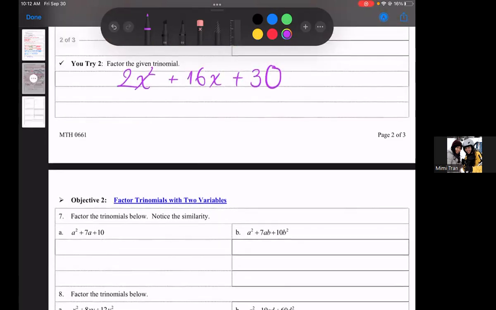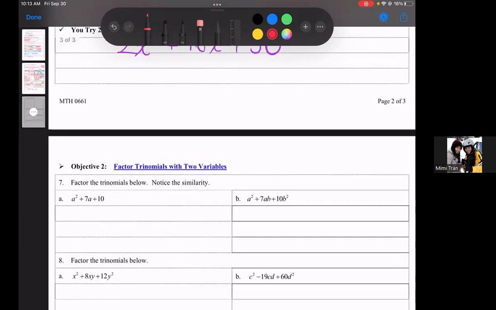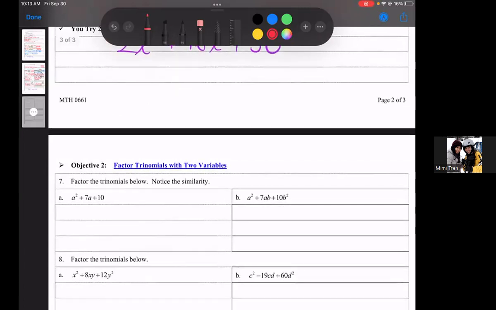Actually, before you do that, I need to talk about number 8, 7B, and then you can do the rest. Let me do one of them first. Once you're done, though, you try. You've got to show me your work before you leave. Don't just leave, okay?